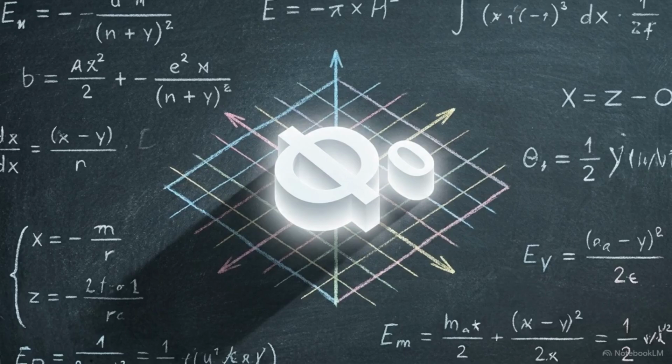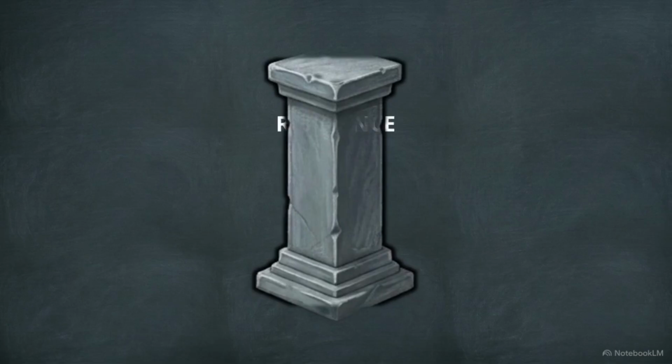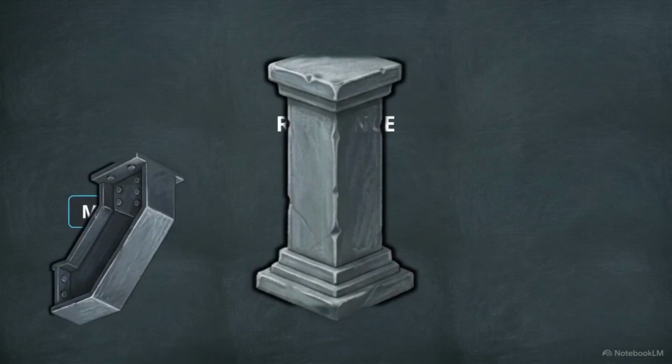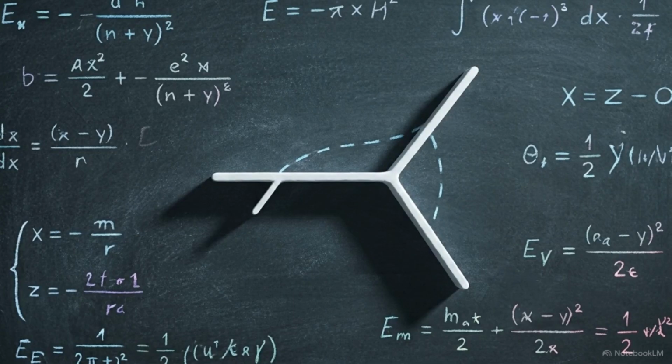The system possesses one clear, dominant identity, represented by a single Slater determinant. Looking at the math in the left panel, the actual wave function can be highly approximated by taking this main determinant, the large phi naught squared, and perturbatively adding numerous tiny corrections, shown here as small blue particles. This single reference logic forms the foundation for standard computational methods like MP2, CCSD, and standard DFT. Single reference methods successfully capture dynamic correlation because they only need to calculate minor deviations from one highly reliable baseline.